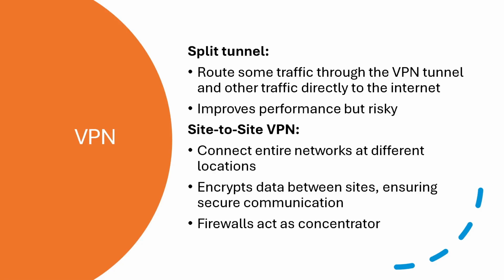Split tunnel. Unlike a full tunnel, in a split tunnel, some of the traffic is routed through the VPN tunnel and the rest is routed directly through the internet. It improves performance significantly but is riskier than a full tunnel.